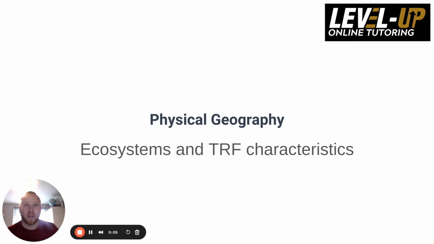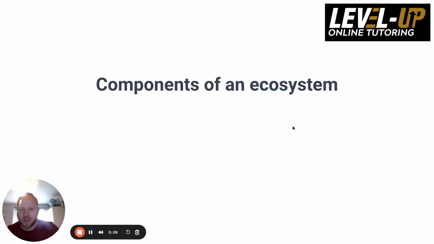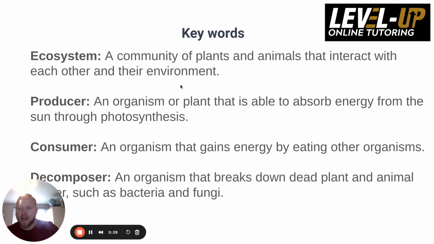Okay, so in this video we're going to start looking at ecosystems and some characteristics of tropical rainforests. Students need to be aware, first of all, what makes an ecosystem an ecosystem, something called the nutrient cycle, the characteristics of rainforests, and finally, how animals and plants have adapted to survive in rainforests. So first of all, lots of keywords to be aware of.